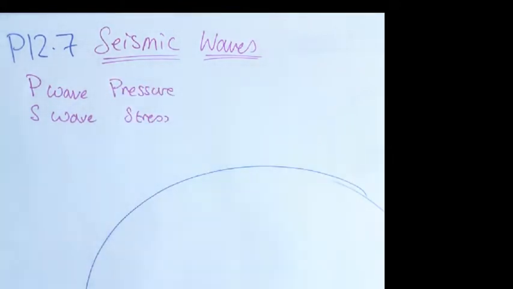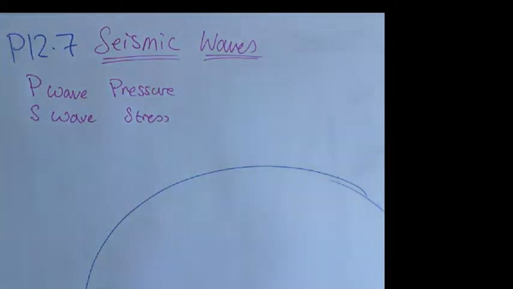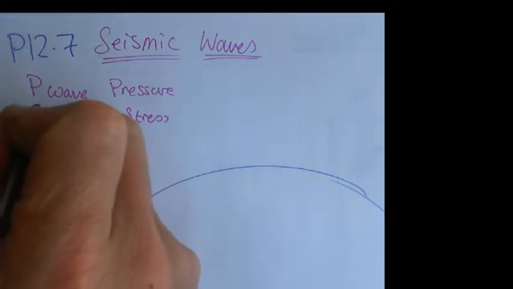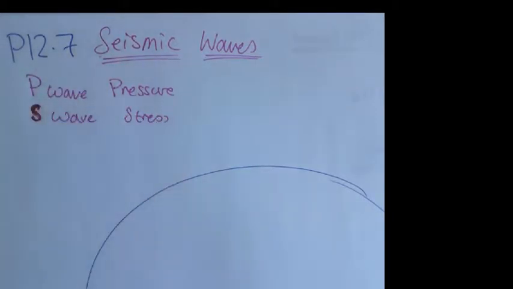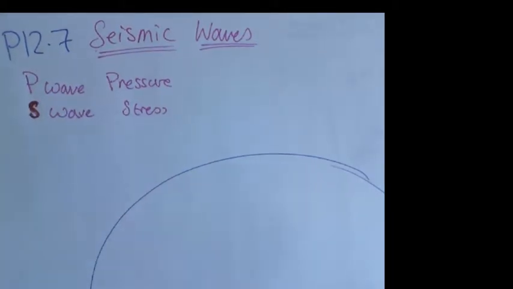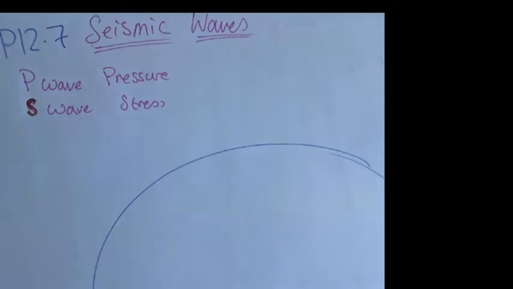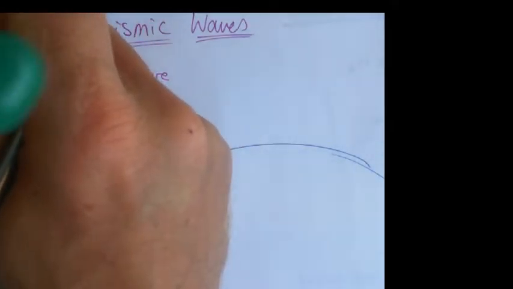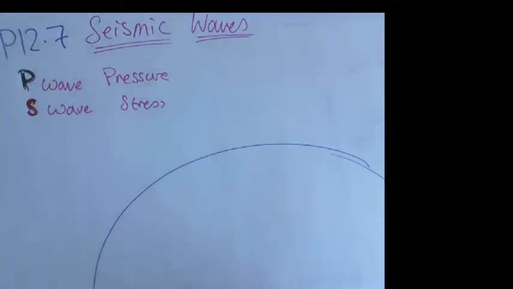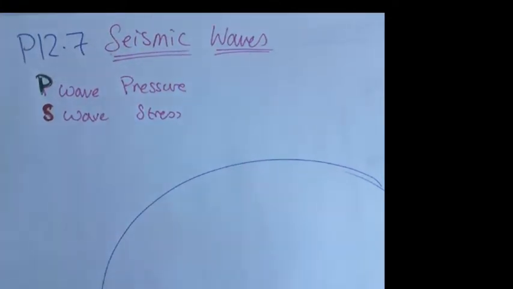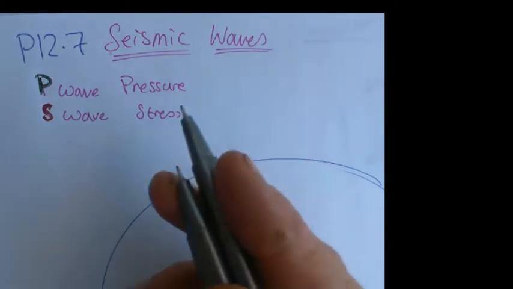And the reason why I mention this, and I'll use different colours for these two because they make it a lot easier. So let's go for red for S for stress, and let's go for green for a pressure wave. Okay, so P wave, pressure wave, stress wave.